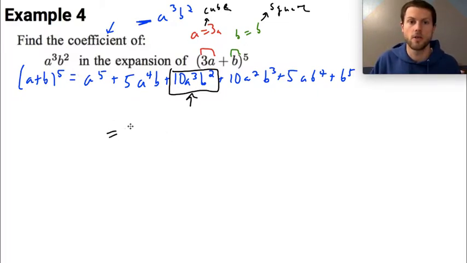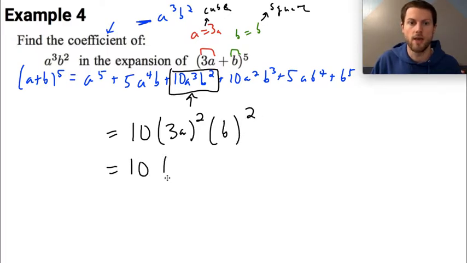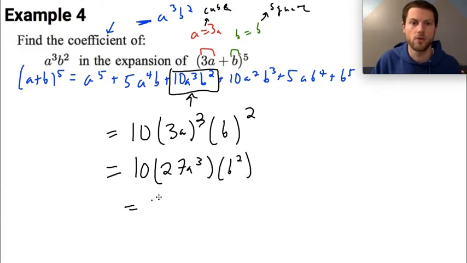So this is going to be equal to 10 times a cubed, and a in this case is 3a, that's cubed, times b, which is b, squared. And this is going to equal 10 times, that's a 3 cubed, 27 a cubed times b squared, and that'll equal 270 a cubed b squared.